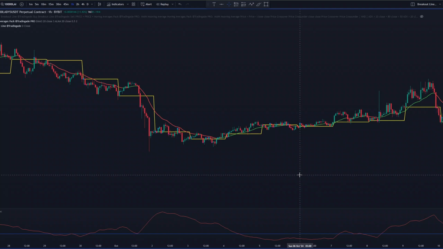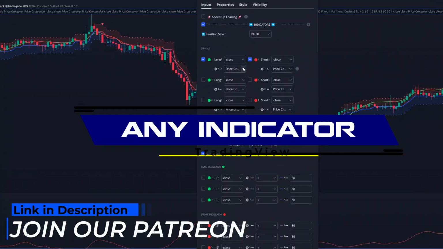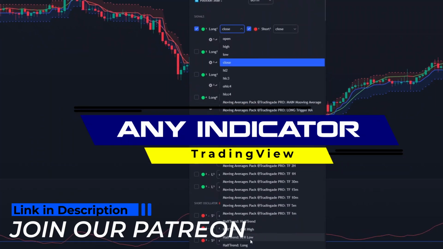Now it's time to convert this trading idea into a real strategy using our strategy builder, a powerful tool that allows us to combine any indicator available on TradingView to generate buy and sell signals.